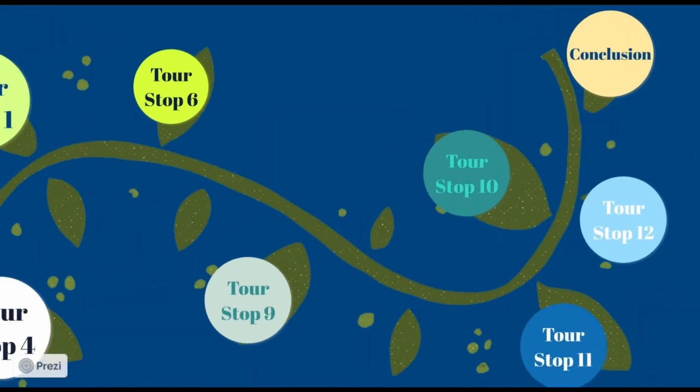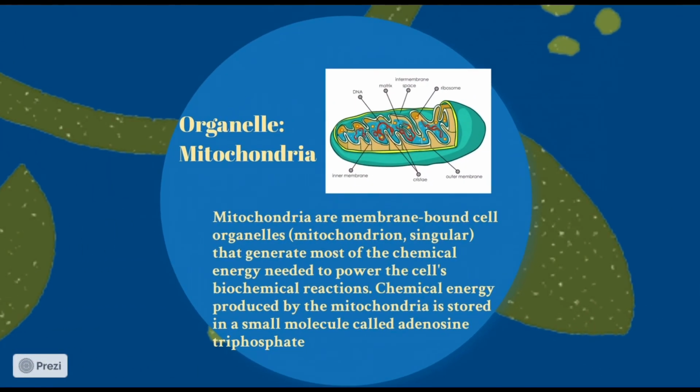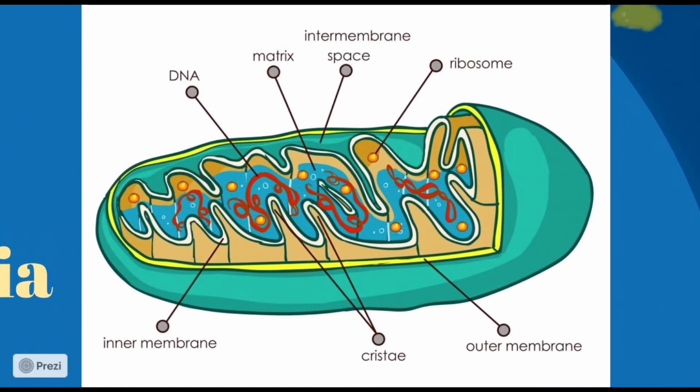And for our next tour stop, we have the mitochondria. Mitochondria are membrane-bound cell organelles that generate most of the chemical energy needed to power the cell's biochemical reactions. Chemical energy produced by the mitochondria is stored in a small molecule called adenosine triphosphate. And here is just a labeled picture of the mitochondria.